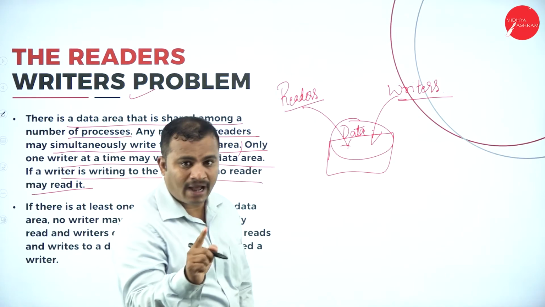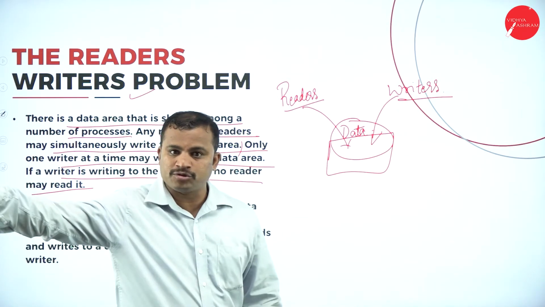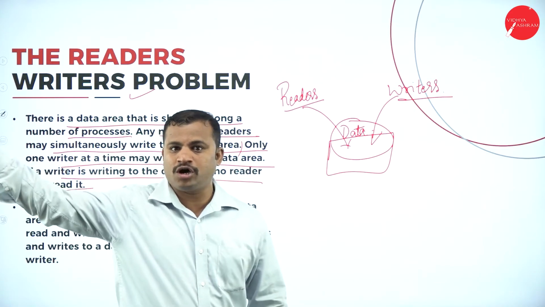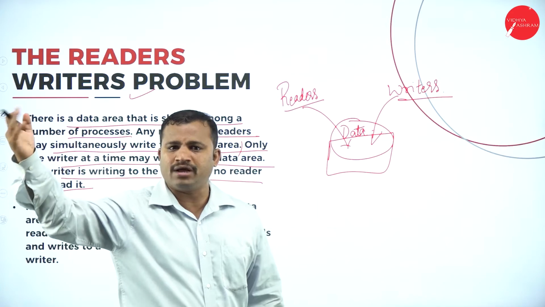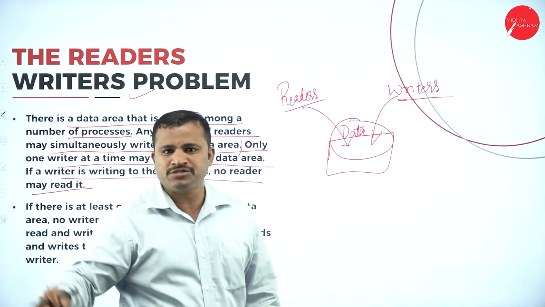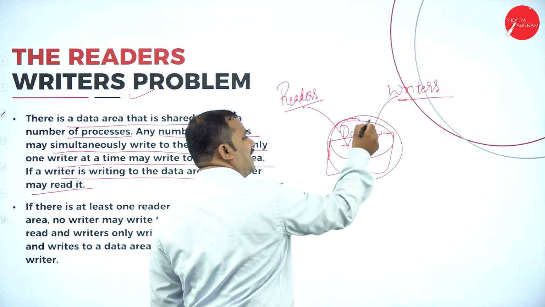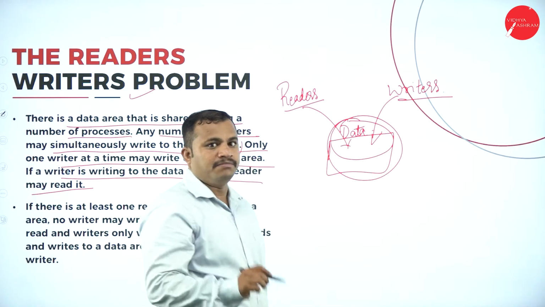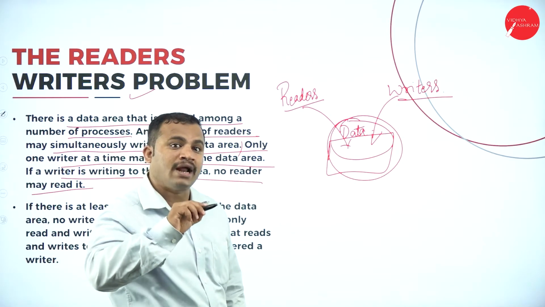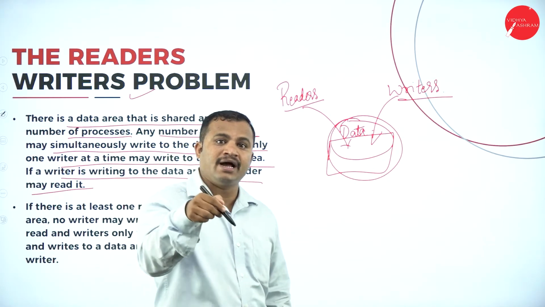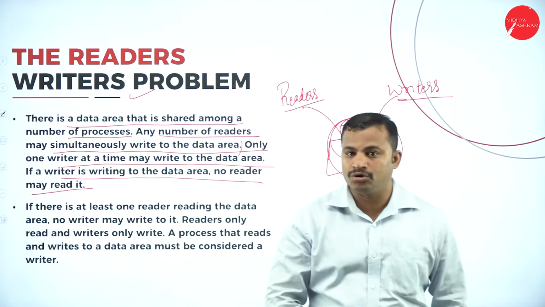At the same time, at the 0th second, I can allow n number of processes. That means 1, 2, 3, 4, and so on up to n number of processes. N may be 100, 1000, lakh or anything. I can allow all of these processes to read the data simultaneously at the same time. But I cannot allow more than 2 writers to write the data into the same location at the same time. Please make a note of it.